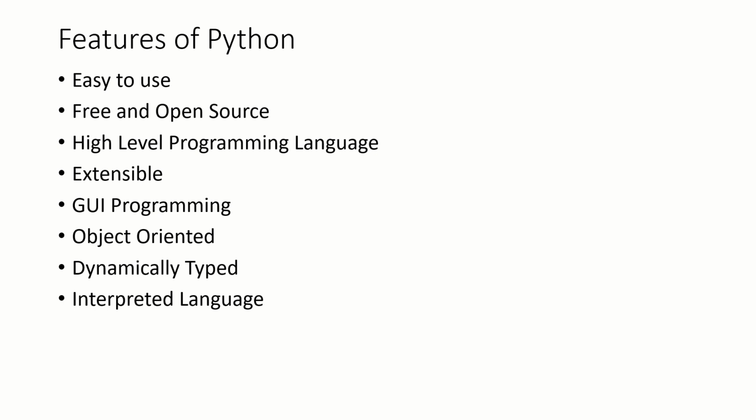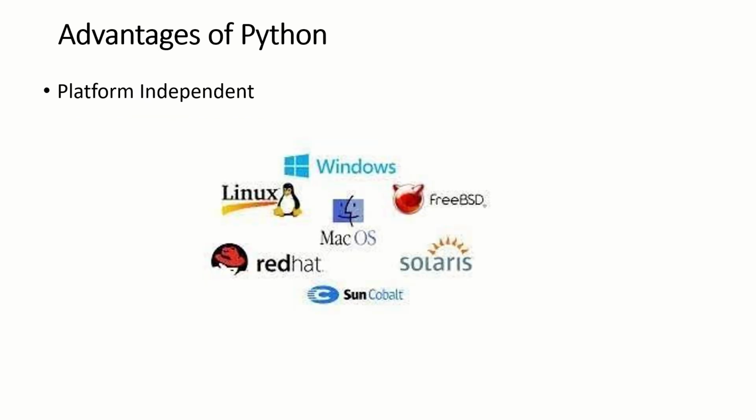So Python is an interpreted language that is very useful as it reports the error at the same time by executing it line by line. Now moving towards some of the advantages of Python, as we have discussed the features of Python.